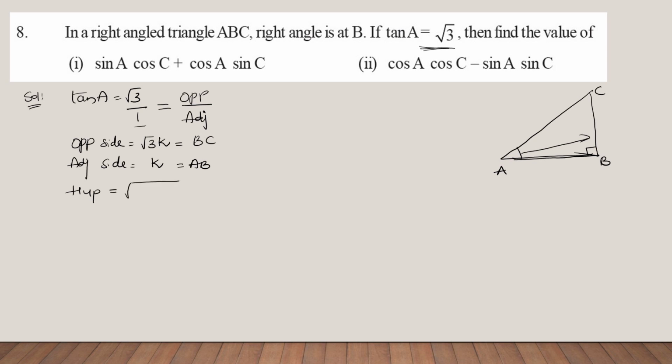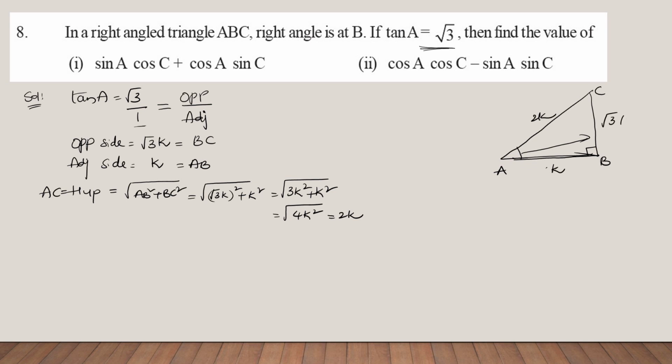So hypotenuse is equal to square root of AB square plus BC square. But what is the hypotenuse here? The hypotenuse is nothing but AC. So from this, root 3 whole square plus K square. On simplification, this is nothing but 3K square plus K square, which gives me 4K square. The square root of 4K square is 2 times K. So clearly AC is 2K, AB is K, and BC is root 3 times K. So we got the AB, BC and AC values.